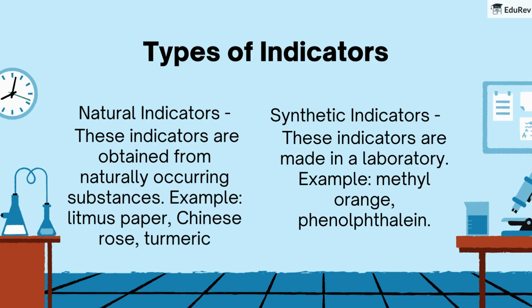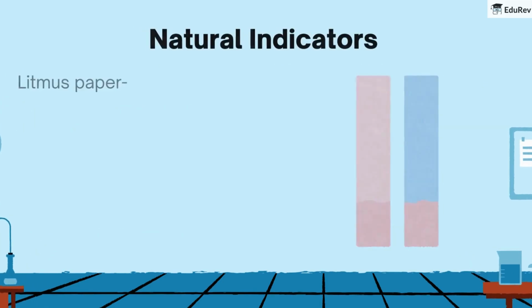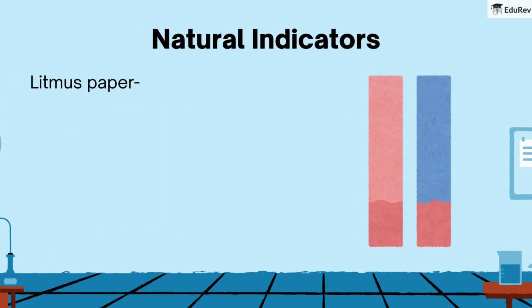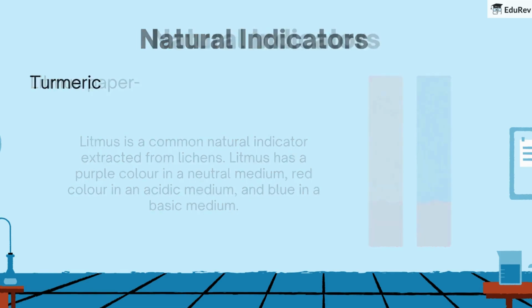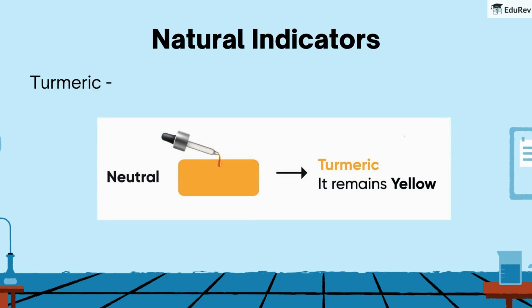Let's go deeper into natural indicators. Litmus paper. Litmus is a common natural indicator extracted from lichens. Litmus has a purple color in a neutral medium, red color in an acidic medium, and blue in a basic medium. Next is turmeric. In neutral media, turmeric stays yellow.